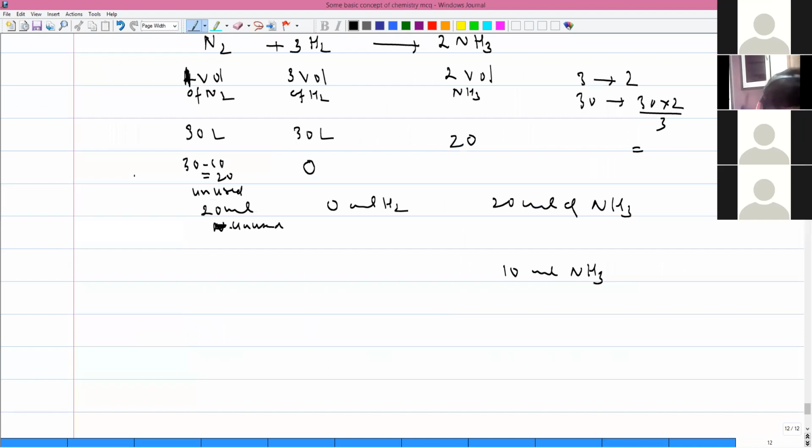Because you're not getting 100% ammonia, you're getting only 50% of ammonia. So 10 ml of ammonia is formed. That means accordingly there will be 25 ml of nitrogen and 15 ml of hydrogen. So this is the answer, that is question number 23 ka C.